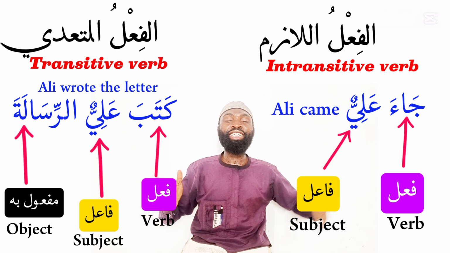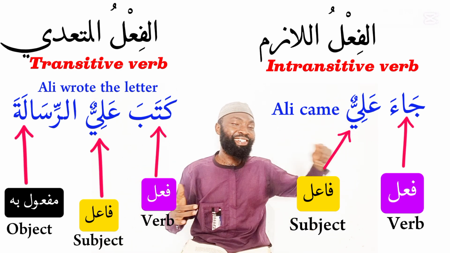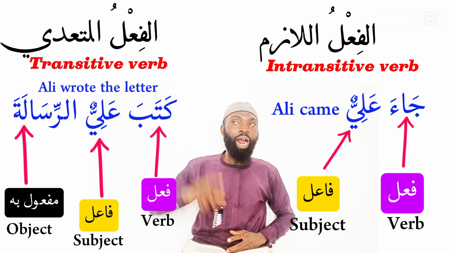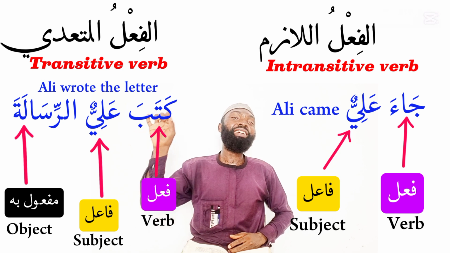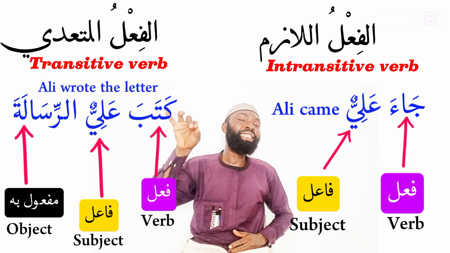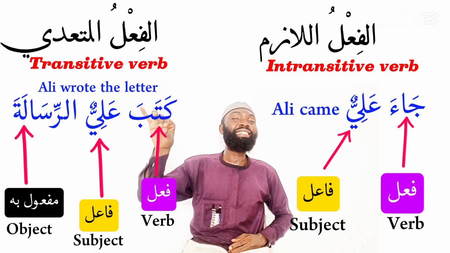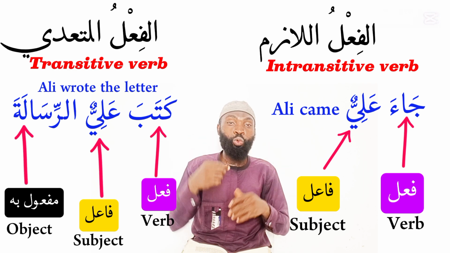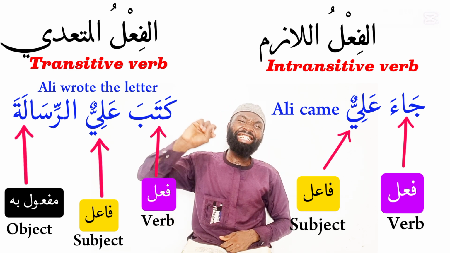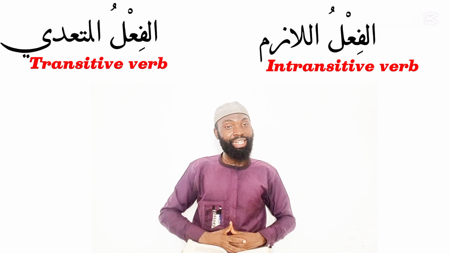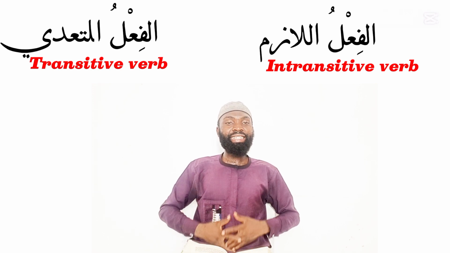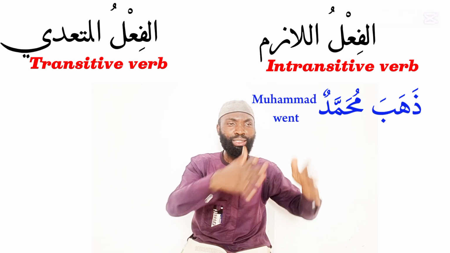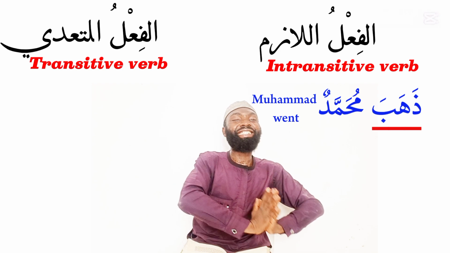Again, Ja'a Aliyun, Ali came. So the word Ja'a is considered to be al-fi'lul lazim, an intransitive verb. However, Kataba Aliyun ar-risalata, Kataba is al-fi'lul muta'addi, a transitive verb. Now, sometimes when we go deeper, an intransitive verb could be made to become a transitive verb. Can I give an example? Of course. Let's say, Dhahaba Muhammadun. Muhammad went.